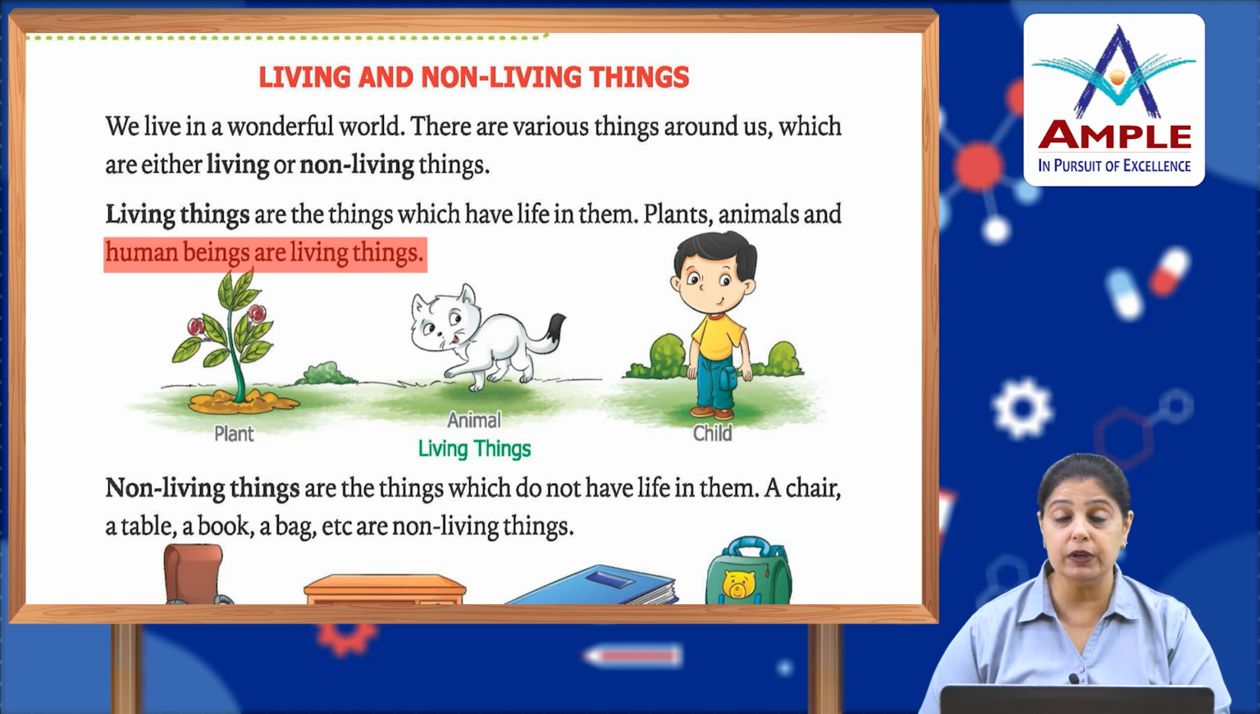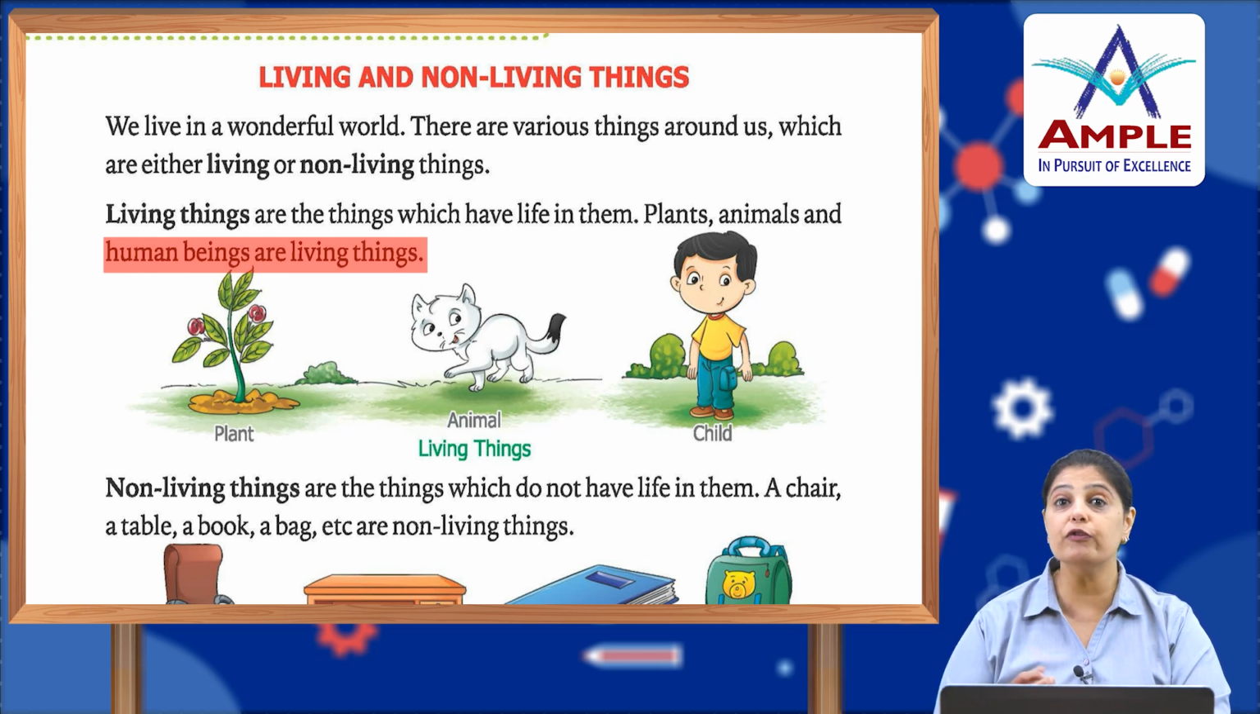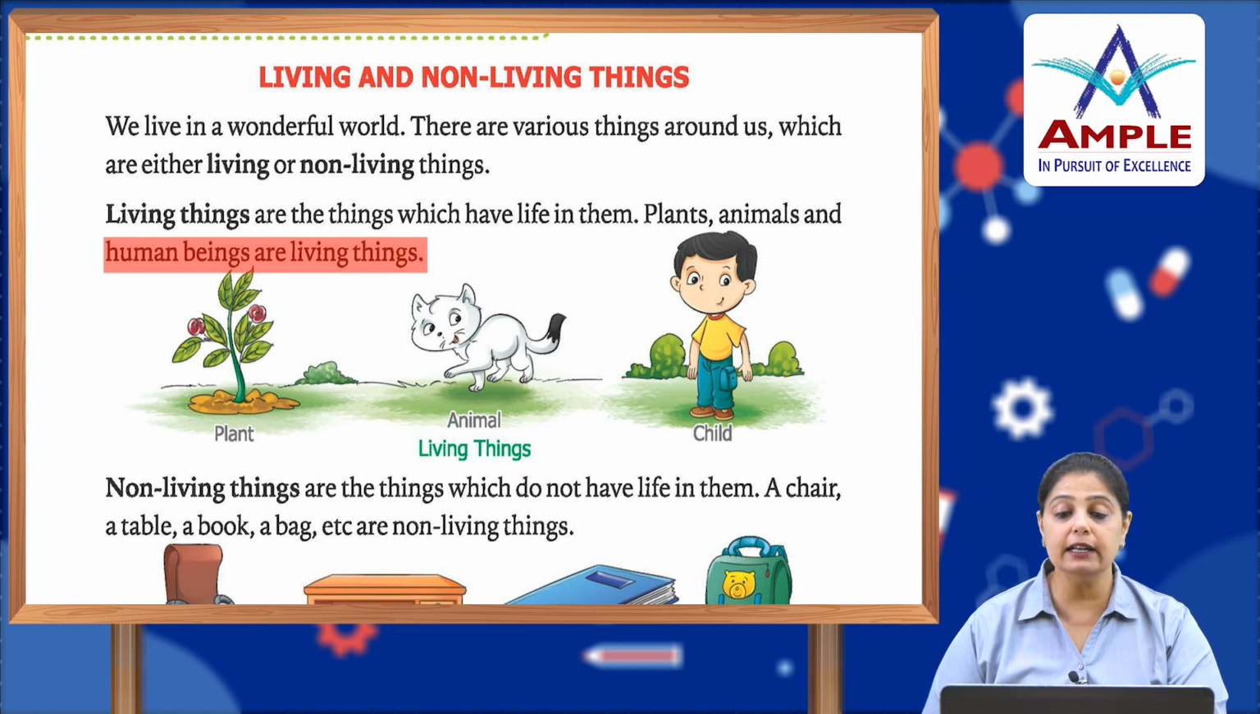Just like the earthworm which we see on the soil moves by itself, right? So, when it moves by itself, what does it become? It becomes a living thing. Similarly, we human beings also do so many things by ourselves. That is why we are also living things. Okay? Now, let's move ahead and look at certain non-living things.